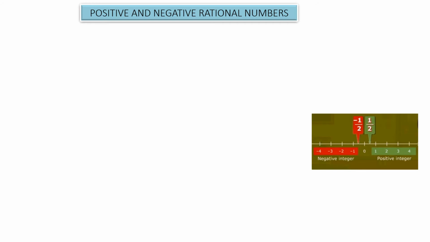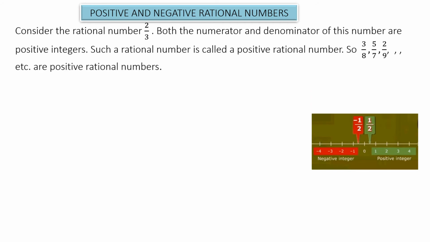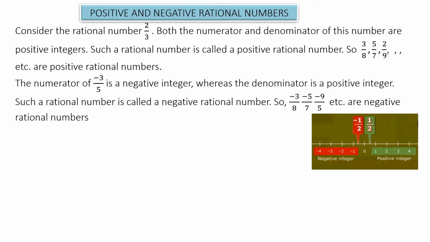Consider the rational number 2 by 3. Both the numerator and denominator of this number are positive integers. Such a rational number is called a positive rational number. For example, 3 by 8, 5 by 7, 2 by 9, etc. are positive rational numbers. The numerator of negative 3 by 5 is a negative integer, whereas the denominator is a positive integer. Such rational numbers are called negative rational numbers. So, negative 3 by 8, negative 5 by 7, negative 9 by 5, etc. are negative rational numbers.